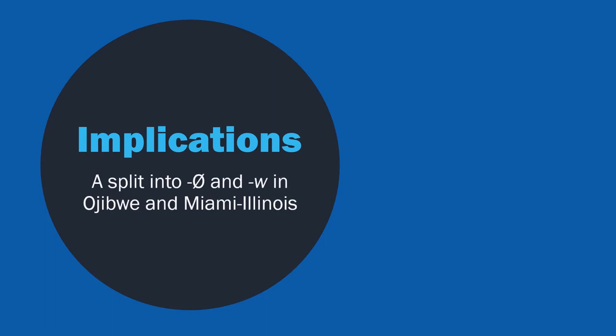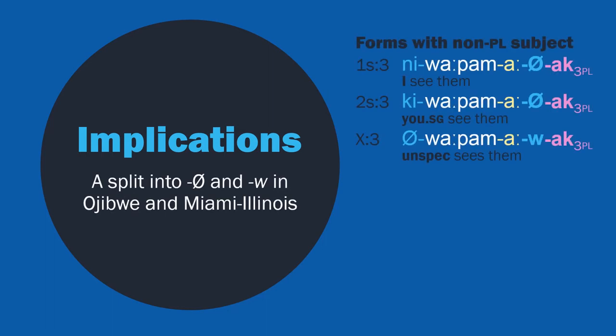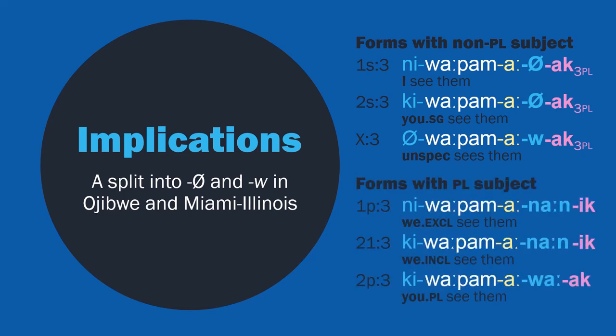Here are the Ojibwe TA forms for a non-plural subject, and here are the forms for a plural subject. The thing that jumps out is that the forms with a singular subject, I or you singular, have a 0 singular suffix, like in Passamaquoddy. But the form with an unspecified subject has W, like in Cree, Menominee, and Delaware. If we see this morpheme as a non-plural subject marker, as in Goddard's analysis, then it's easy to describe what's going on here. All we have to say is that the original W, which was a non-plural subject marker, has split into two morphemes in Ojibwe.